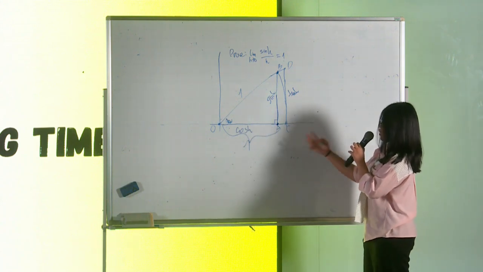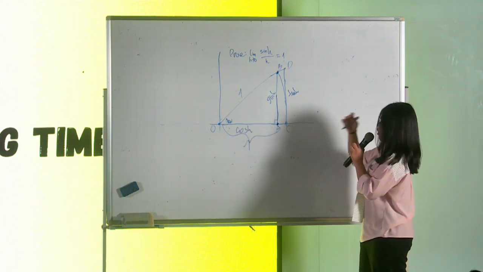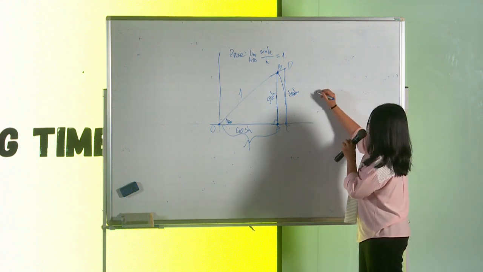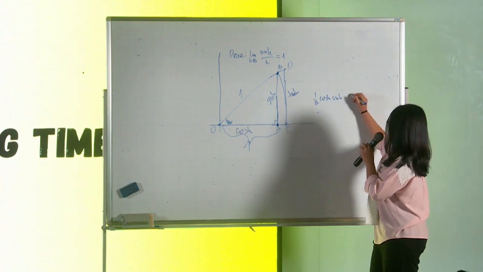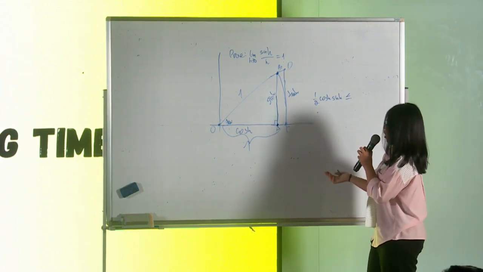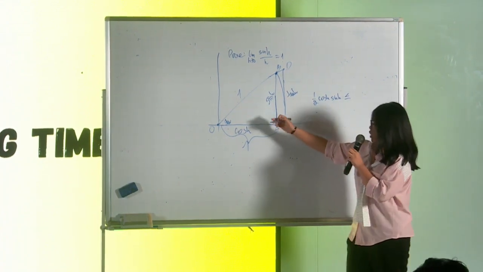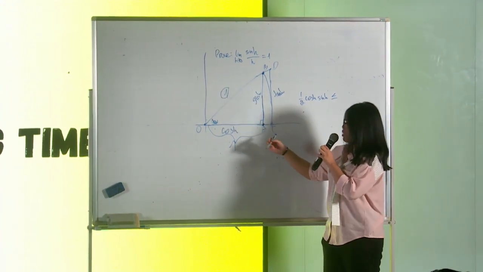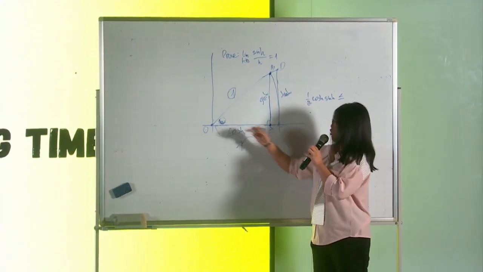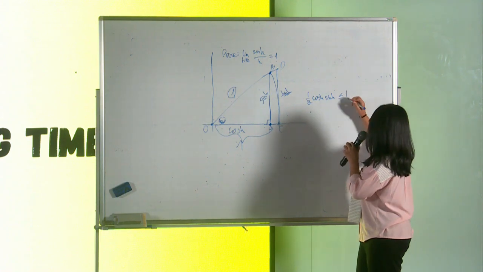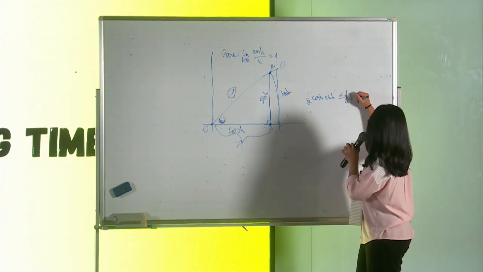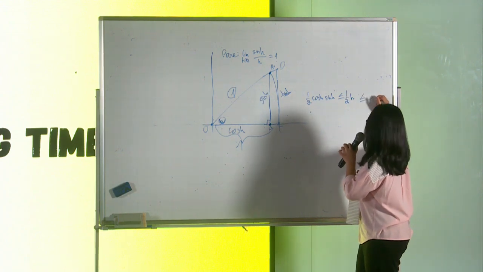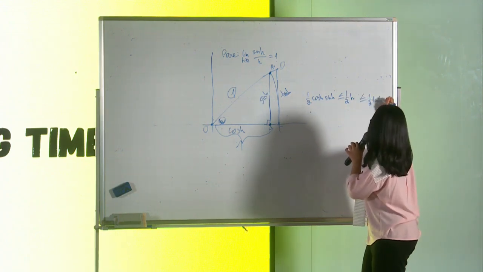So now we can conclude that the area of triangle OAB, which is 1/2 times cosine of h times sine of h, is smaller or equal to the area of the sector, which is pi r squared times the ratio between this angle over 360. 360 is also 2 pi, so then we can simplify this to 1/2 times h, which is smaller or equal to 1/2 tangent of h.